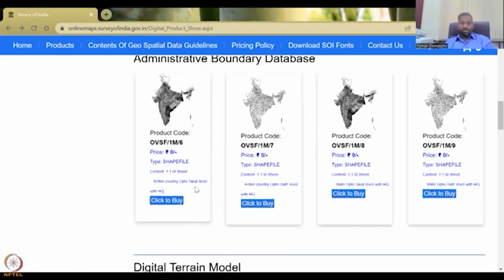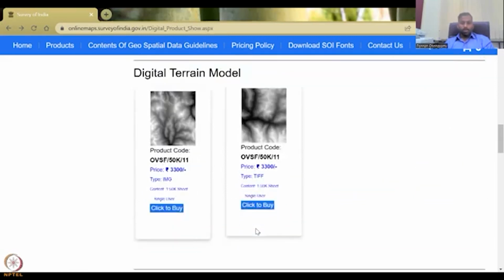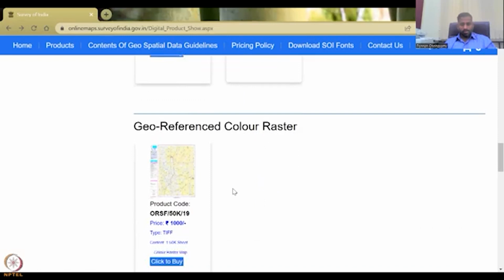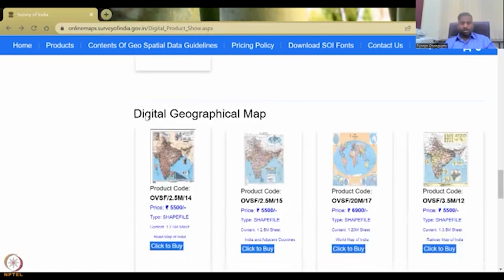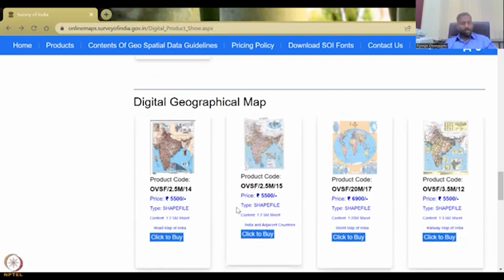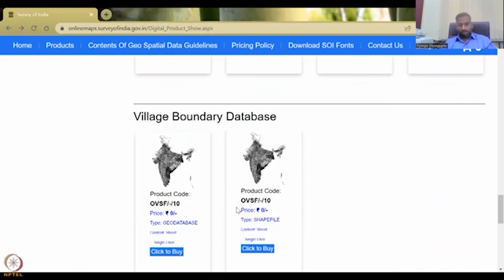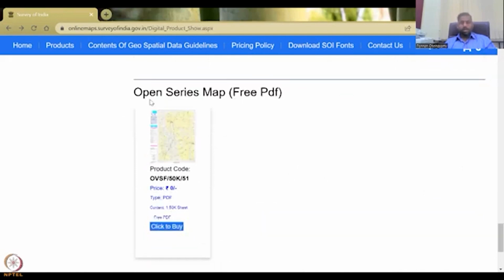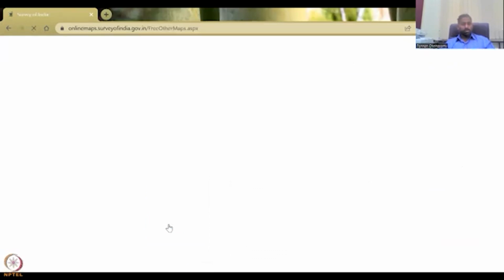So taluk, district, state, and then the whole boundary. This is a digital terrain elevation model, the elevation boundaries. We'll be using an open source, but still people who want to use it can use this map. And then georeferenced color raster, 1,000 rupees. Digital geographical map, you have different maps that are produced by agencies through the database. And then you have village boundaries, as said earlier, and then open series map. So this is where you will click to buy it.